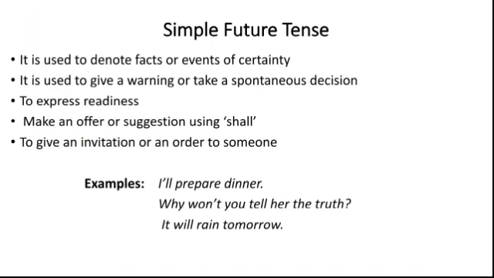The helping verb that we use here in simple future tense is will or shall plus the verb's first form. The helping verb is will or shall and the main verb's form is first form. For examples, I will prepare dinner. Why won't you tell her the truth? And it will rain tomorrow. These are a few examples of simple future tense.